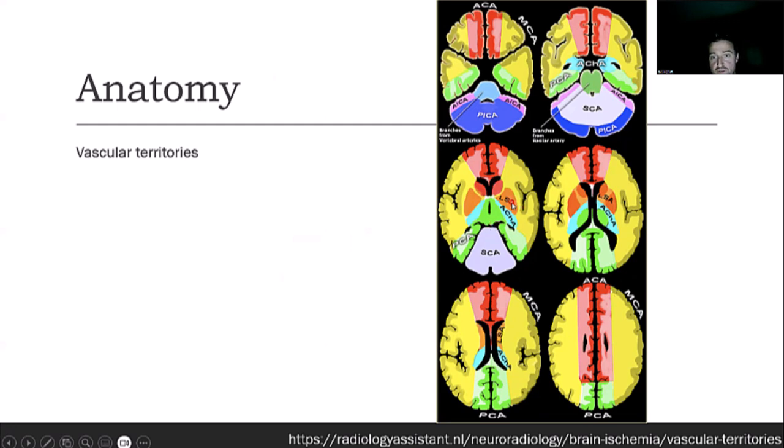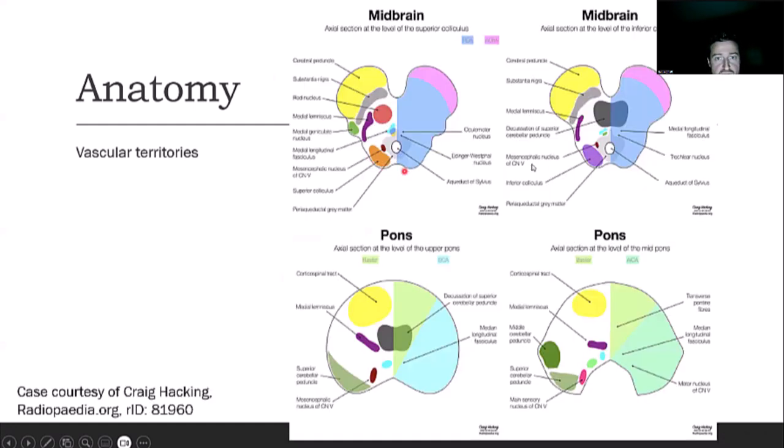Just a few specific arteries, our lenticulostriate arteries, or branches off the M1 segments, typically supply a large portion of the basal ganglia, and our anterior choroidal arteries as well supply portions of the basal ganglia. Posterior circulation, we have perforators off the basilar artery supplying a portion of the pons. We have our PICA, AICA, and SCA territories. So just a quick review of those.